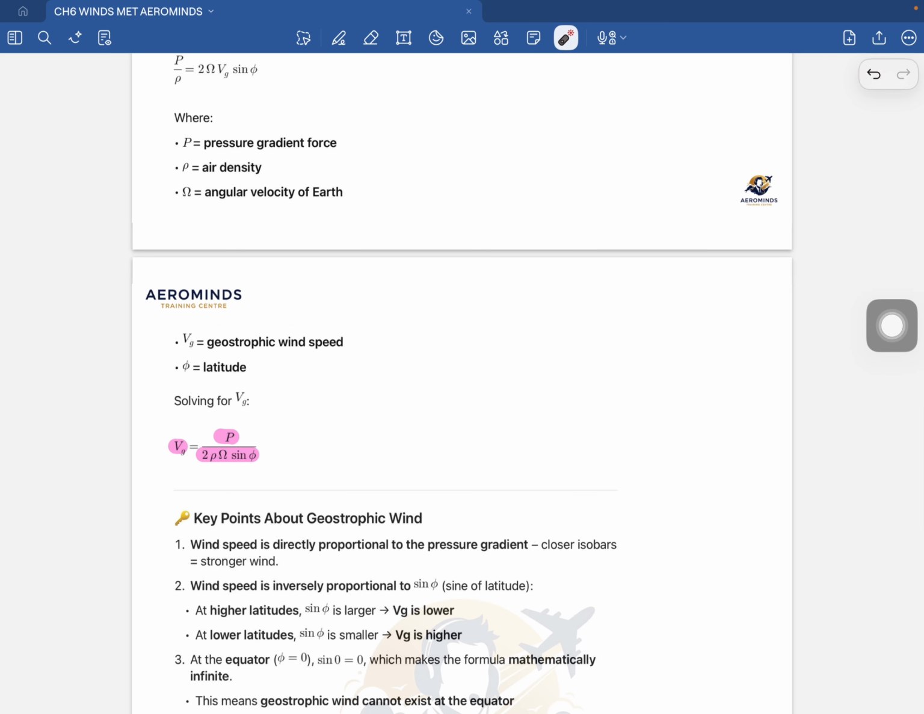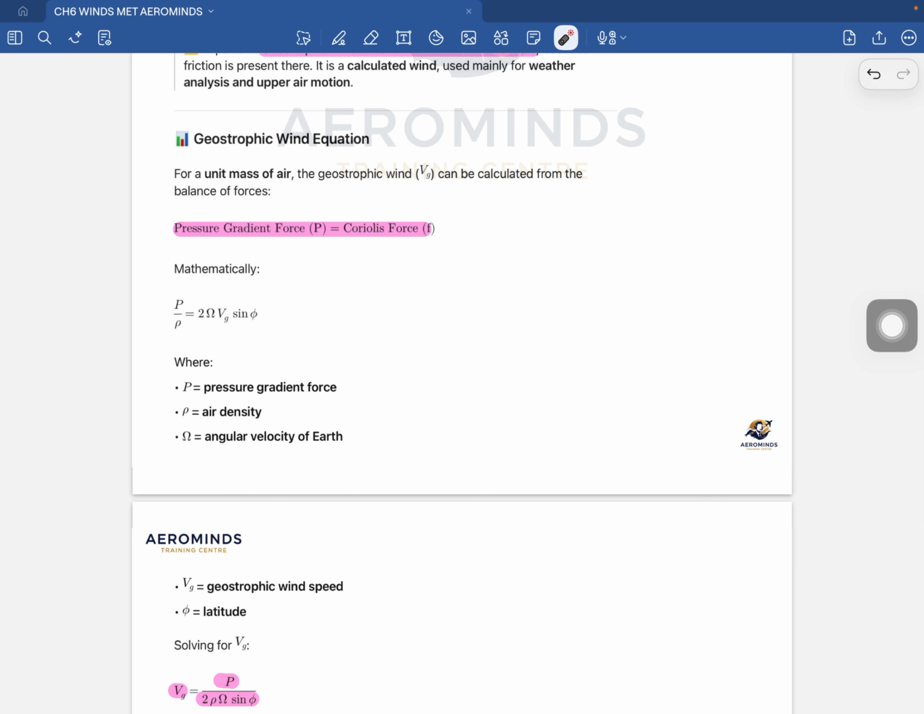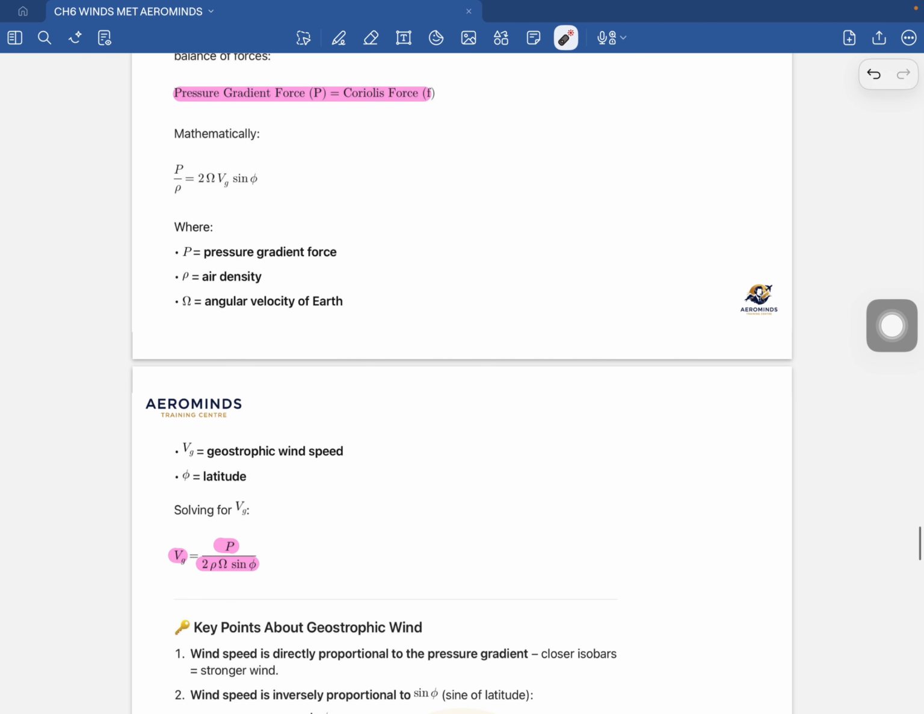Why? Because the Coriolis force becomes very weak there, while away from the equator the geostrophic wind equation gives a very good approximation of the actual upper winds. So remember this carefully. The geostrophic wind is best defined and most useful away from the equator. It does not exist at the equator, and in mid latitudes or high latitudes it is possible, where friction is negligible at high altitudes. If you keep this logic clear, it will be very helpful. So now we'll move ahead.